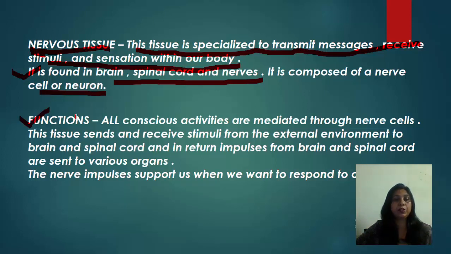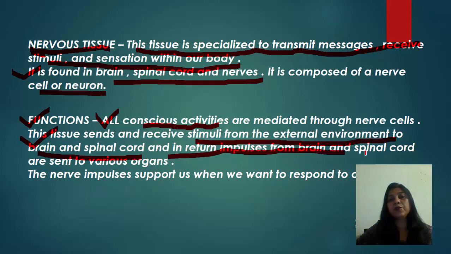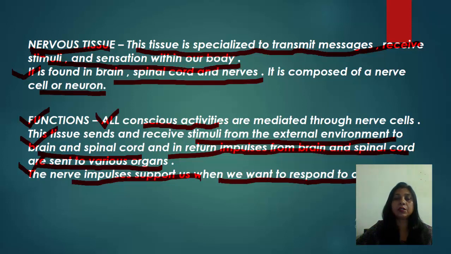What are the functions of nervous tissue? All the conscious activities, which means those which we know that we are doing, are mediated through the nerve cells. Secondly, this tissue sends and receives stimuli from the external environment to the brain and spinal cord, and in return impulses from the brain and spinal cord are sent to various organs. The third function is that nerve impulses help us respond through our muscles. So on the whole, nervous tissue is responsible for all the actions which we perform.